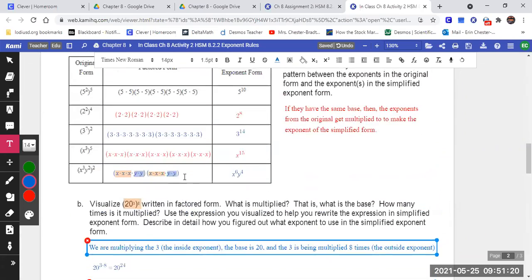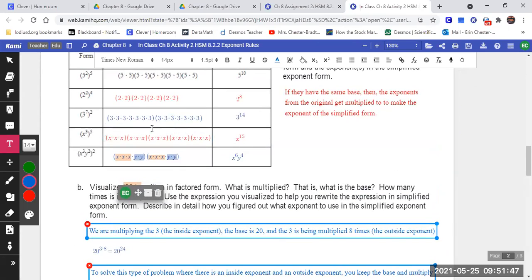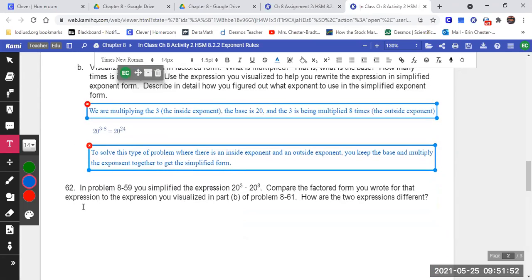Okay. In problem 59, which is the one we just did, we simplified 20 to the third and 20 to the eighth. Compare your factored form you wrote for the expression. So we need a factored form. So what would it look like as factored form now? Factored form is this stuff in the middle of the table. This is expanded factored form. What would that be?